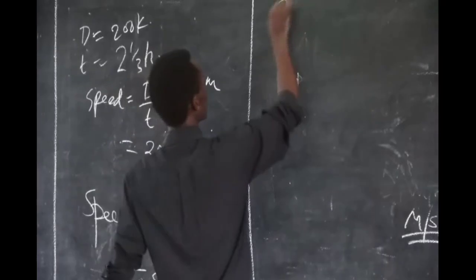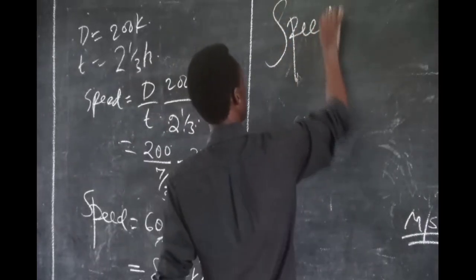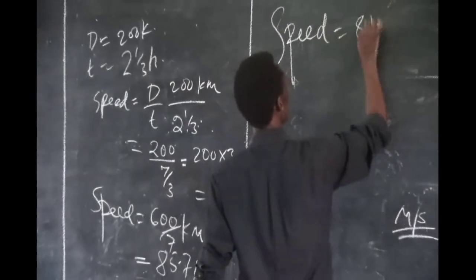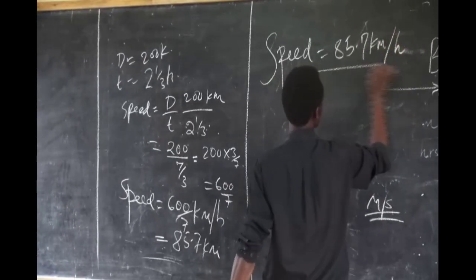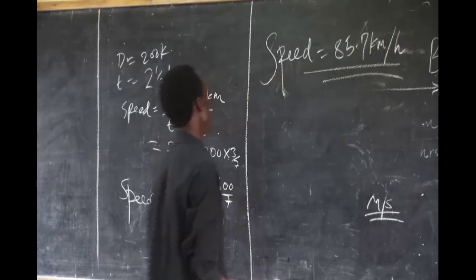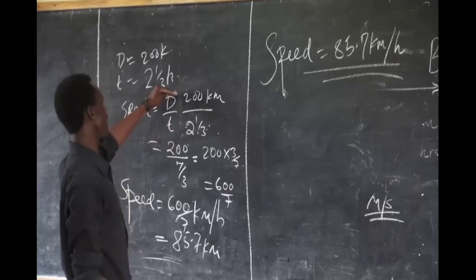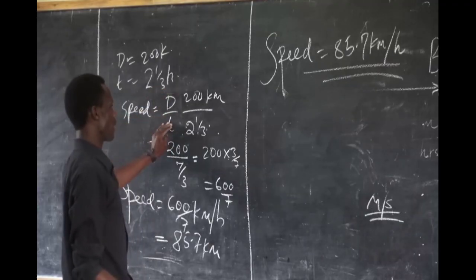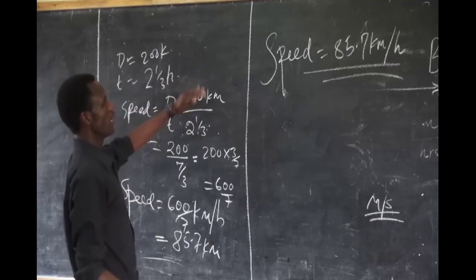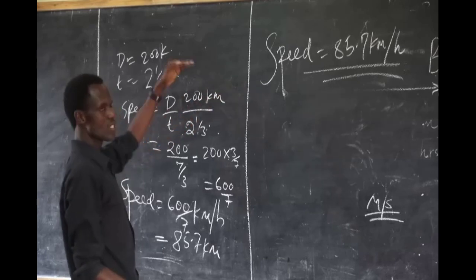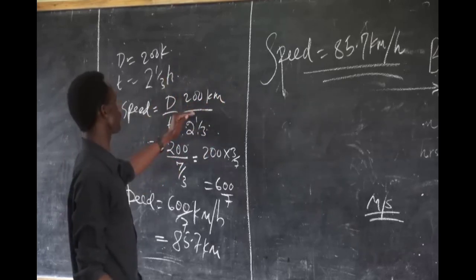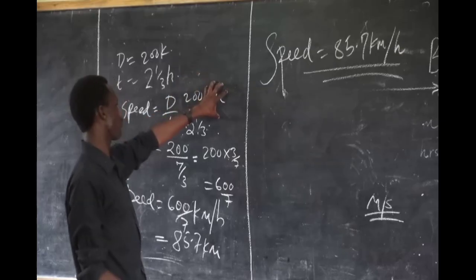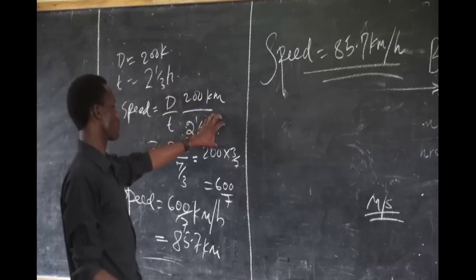And therefore we conclude by saying that the speed is equal to 85.7 kilometers per hour. And therefore this is how we can possibly calculate. The speed is obtained by taking the distance, then you divide by time. But you have to make sure that it is in kilometer per hour or meter per second. When you decide to say kilometer per hour, you just make sure that distance is measured in terms of kilometer and time is measured in terms of hours.